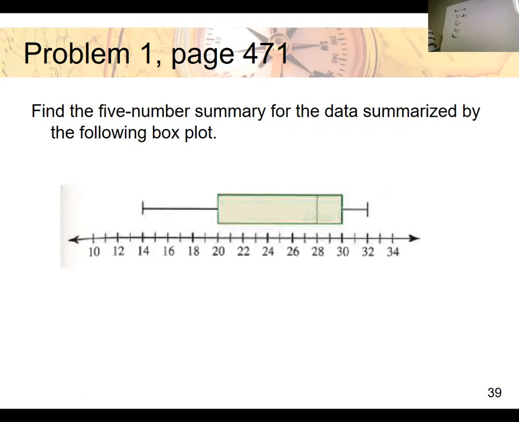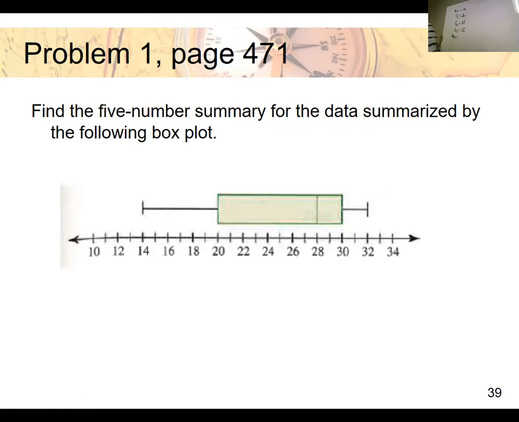And what would Q2 be, or the median? It'd be 28. So here, this line inside the box represents your median for Q2, and it corresponds to the number 28. And then what would Q3 be? That'd be 30. Here's what Q3 is, corresponds to the number 30.